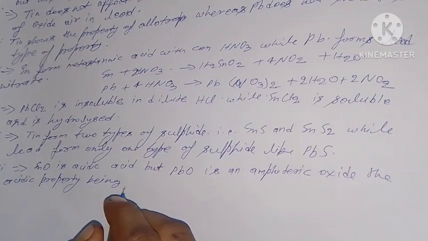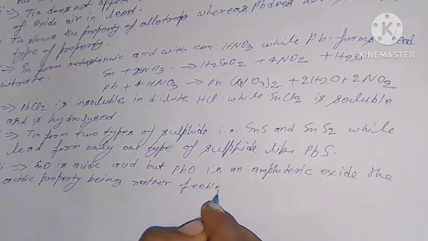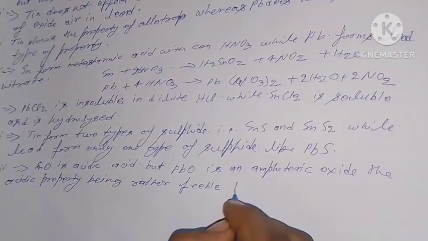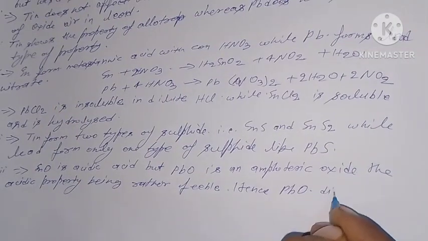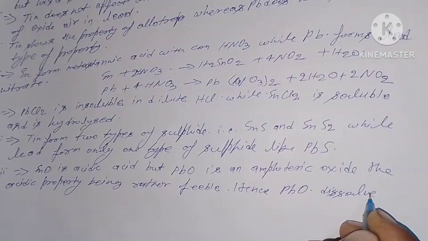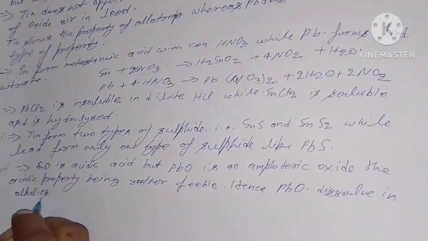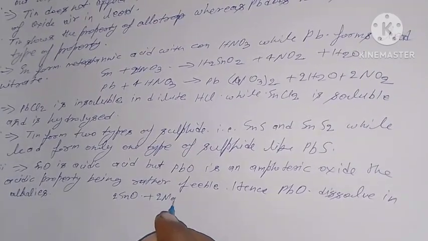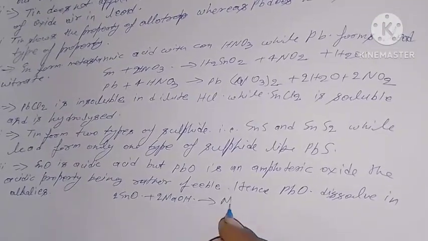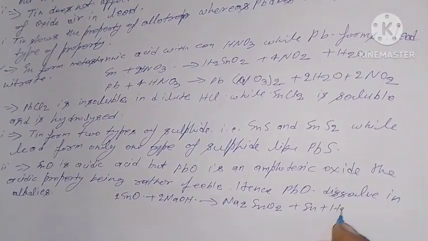rather feeble, hence lead monoxide dissolves in alkalis, okay. SnO plus 2 sodium hydroxide makes Na2SnO2 plus H2O.